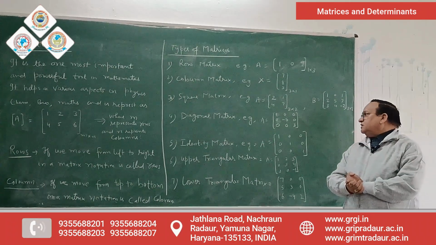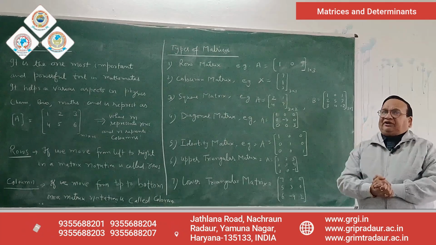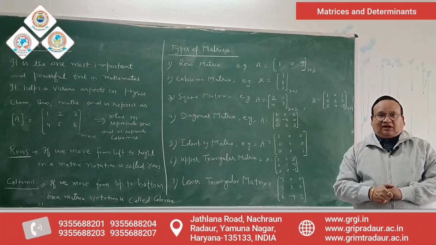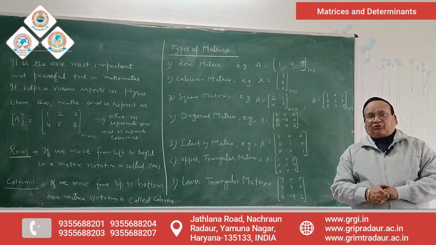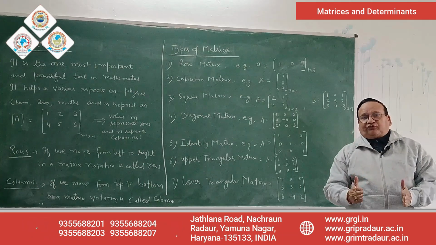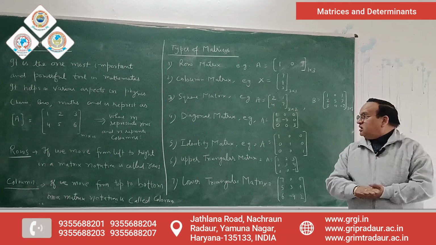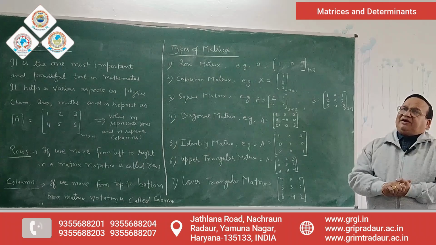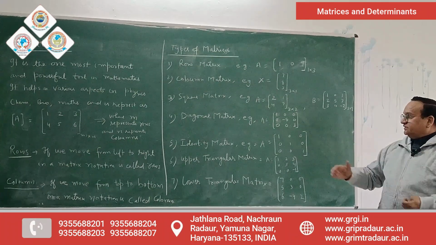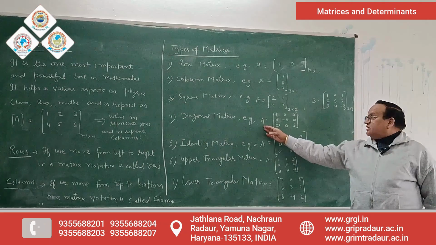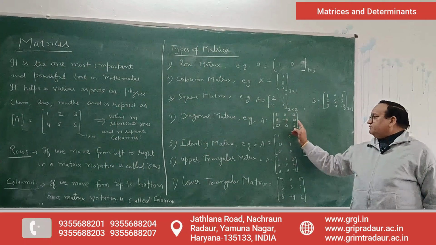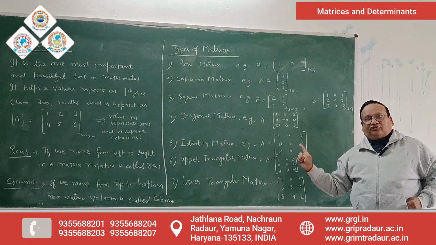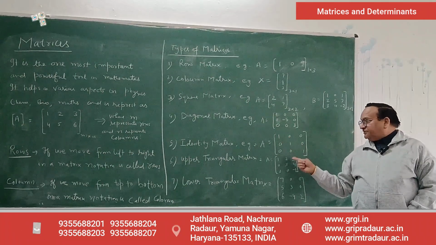Next is the diagonal matrix. A diagonal matrix is a square type matrix, meaning the number of rows and number of columns are equal, in which the diagonal elements are given and the remaining elements are zeros. Let us see an example. Matrix A is given: 1 0 0, 0 minus 5 0, 0 0 3. Only the diagonal elements are given and the remaining are 0. That is called a diagonal matrix.